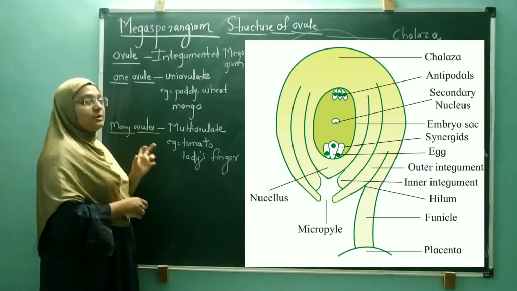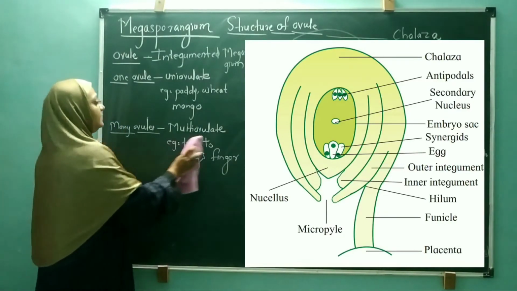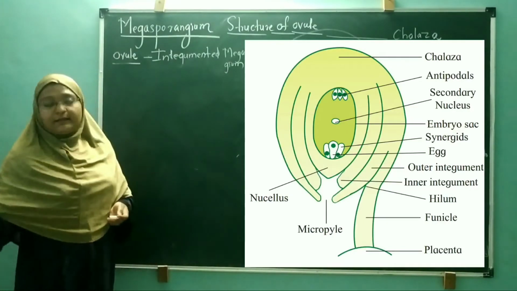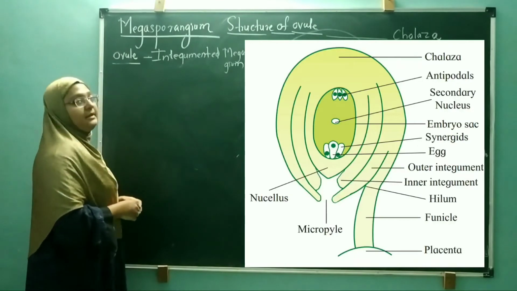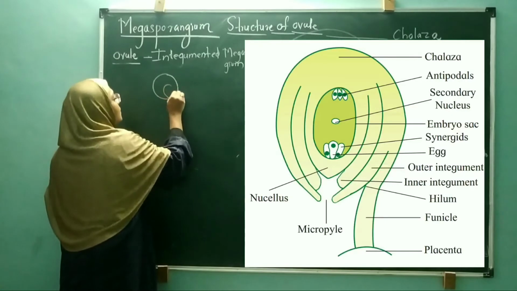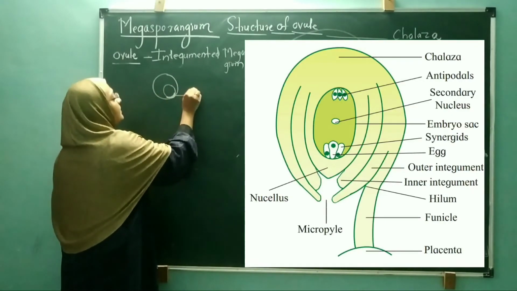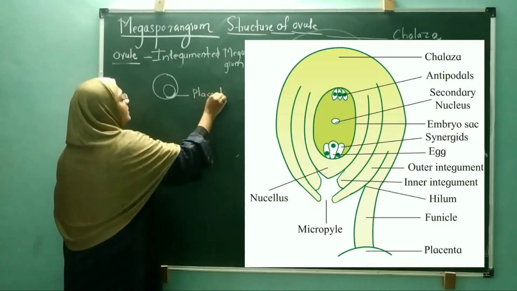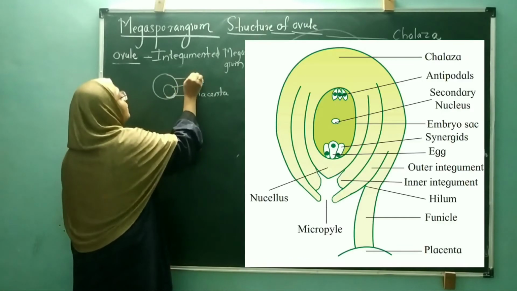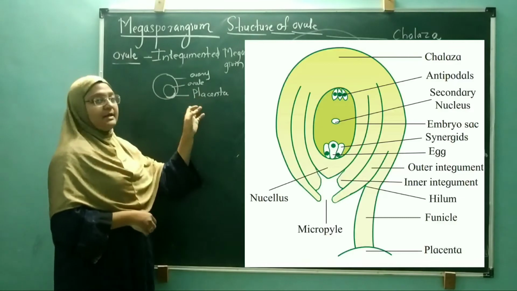Next, what is the position of the ovule? The ovule basically is situated inside the ovary. Ovary में क्या रहता है? Ovule present रहता है. Consider this one is the ovary and this one is the ovule. The point of attachment is called the placenta.